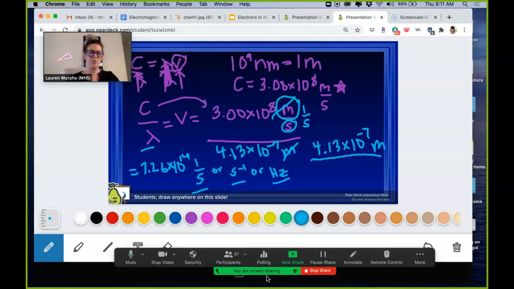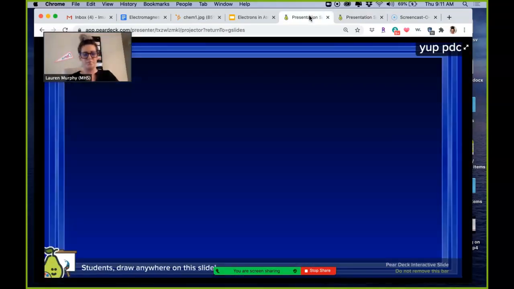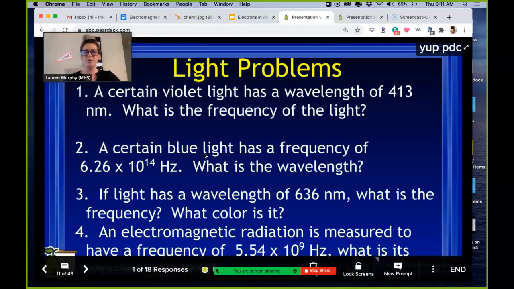Do you have any questions before we keep practicing? We're going to do 2 more practice problems like this, and then we'll move on. Okay, so I'm going to go to number 2. A certain blue light has a frequency.